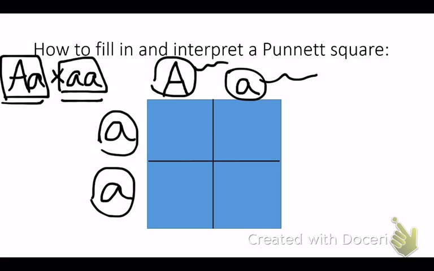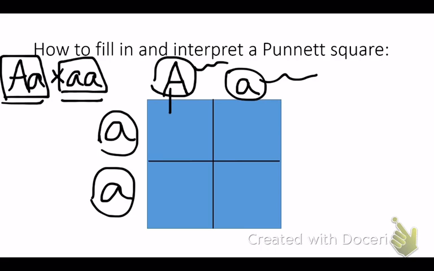Now in fertilization, the sperm fuses with the egg and we create an offspring. So we're going to show that in each of the four boxes of the Punnett square. We do this by combining the letters of the sperm and the egg. So it works like graphing. We just take each of the quadrants and combine them.